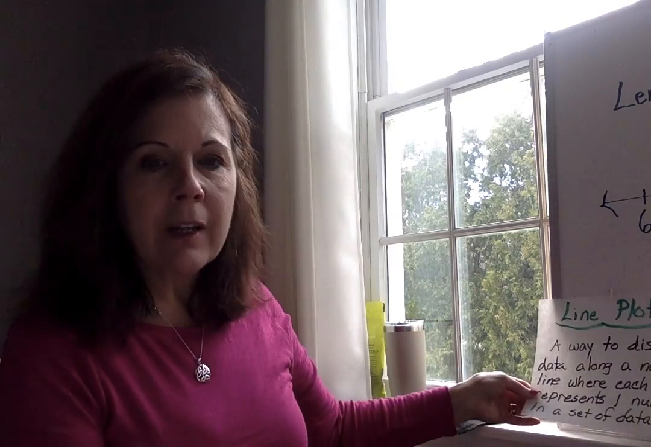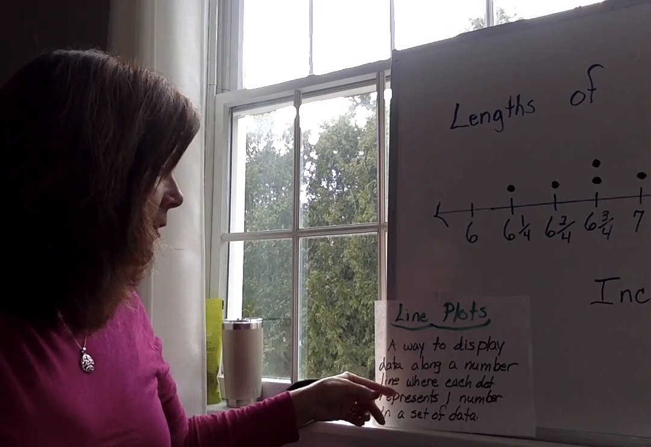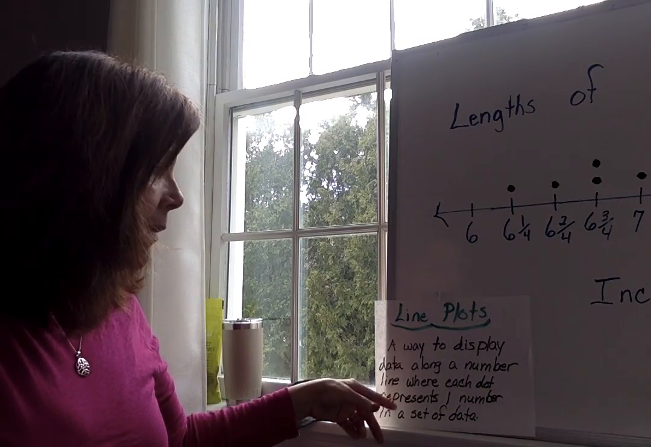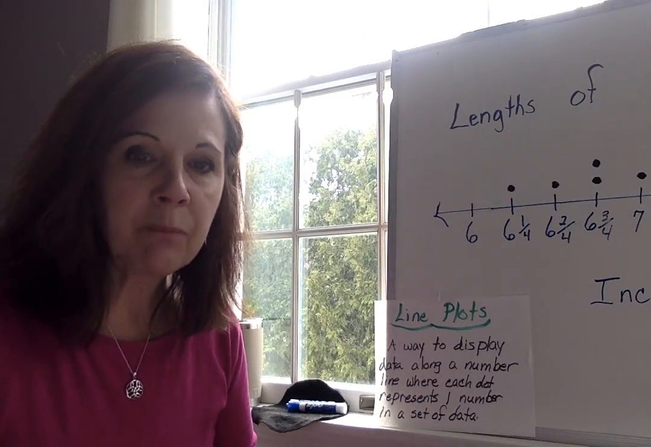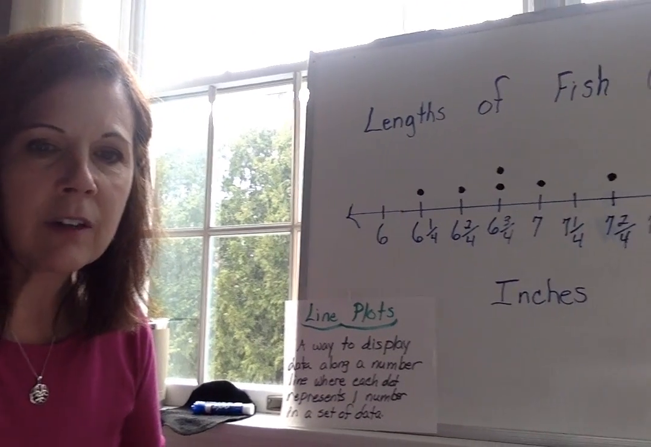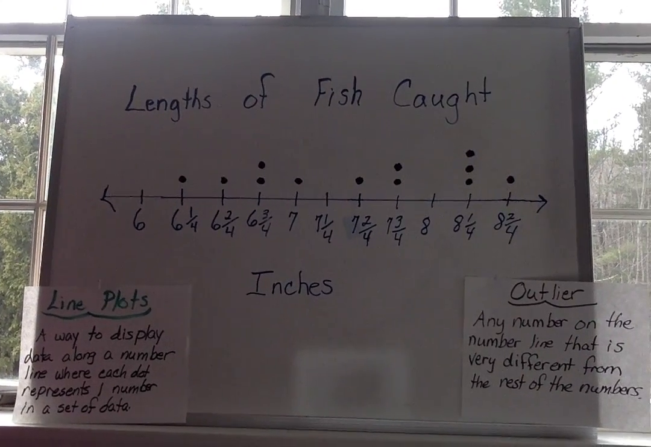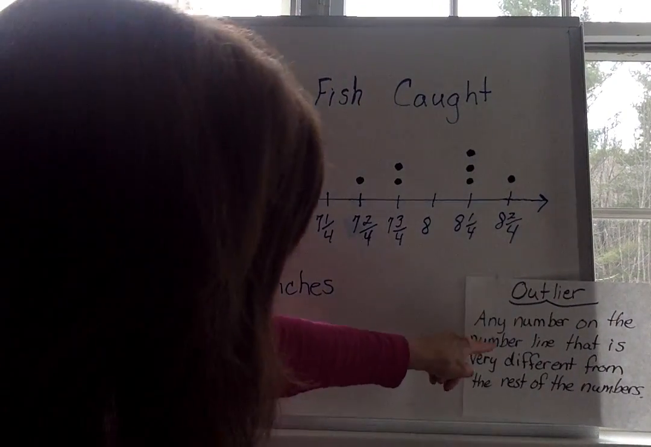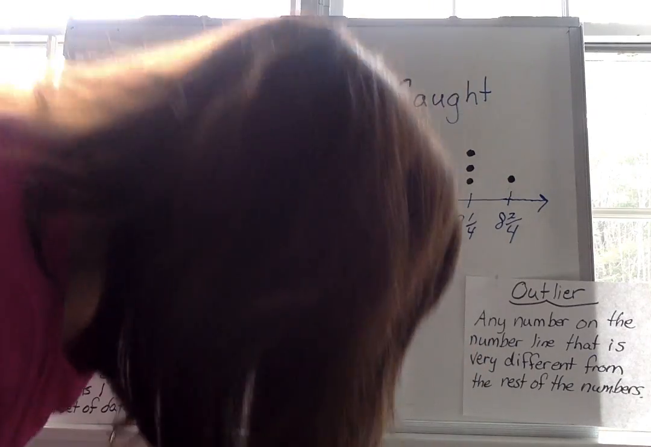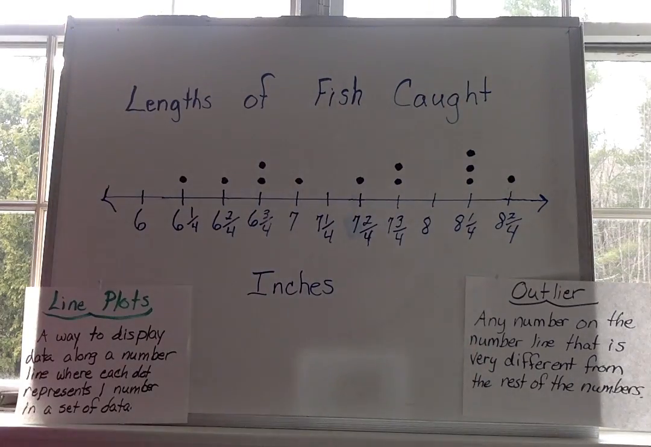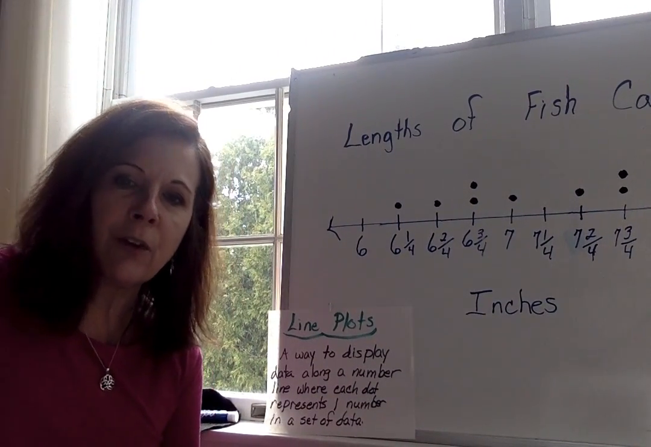Let's remember that line plots are a way to display data along a number line where each dot represents one number in a set of data. And then we also talked about outliers. An outlier, remember, is any number on the number line that is very different from the rest of the numbers. So it gets its name outlier because it's kind of out away from the other numbers.